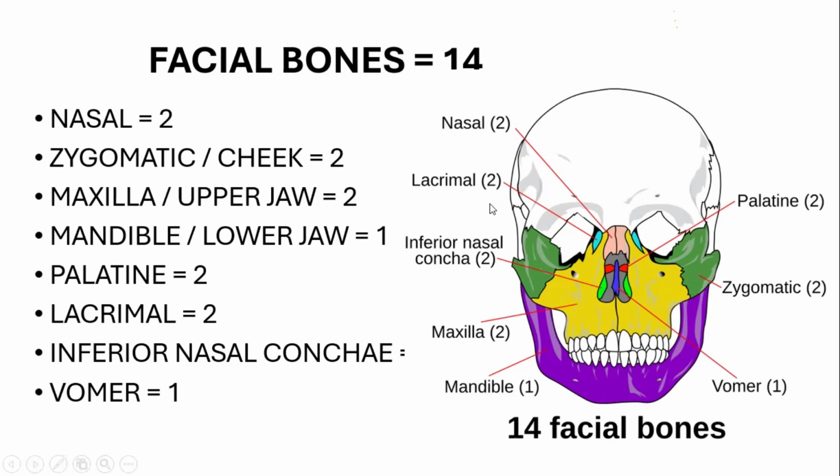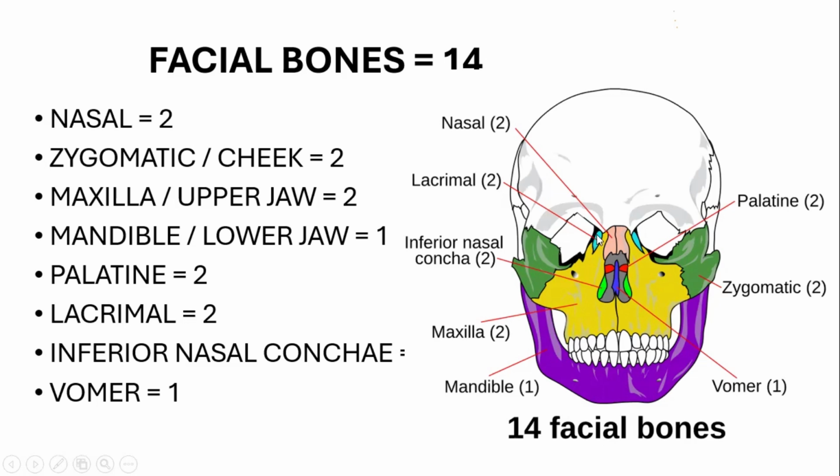And the maxilla, or the upper jaw, is also 2 in number, because one is for right and another is for left. So this side is left and this side is right. I hope now it's clear to you all. There's only one bone in our lower jaw, which is known as the mandible. This violet color is the mandible. Then there are 2 bones named palatine. You can see it here, one for right and one for left.